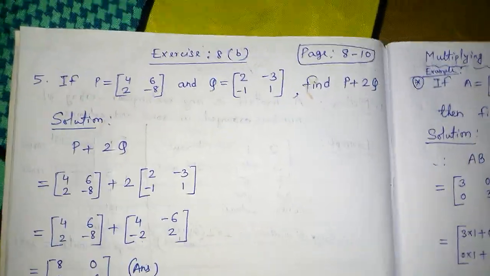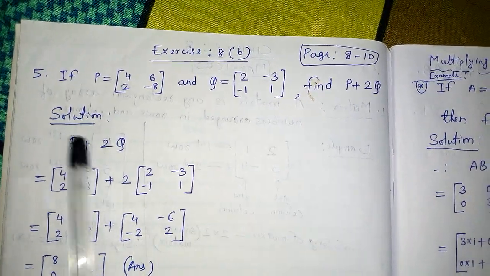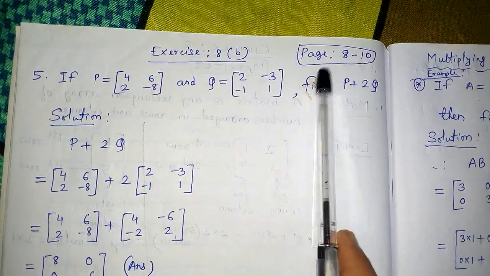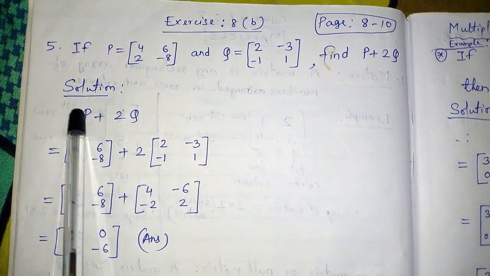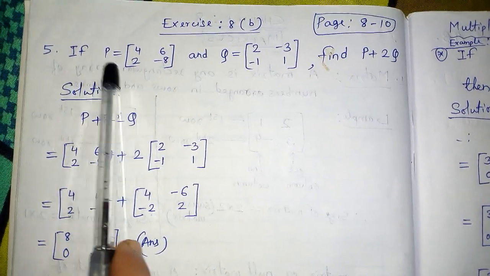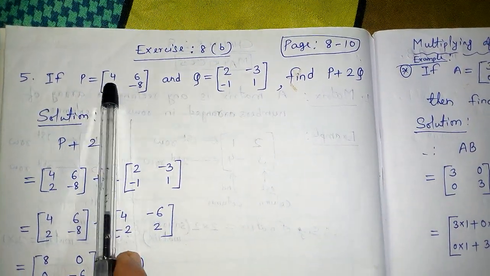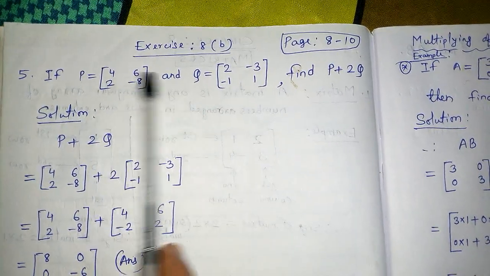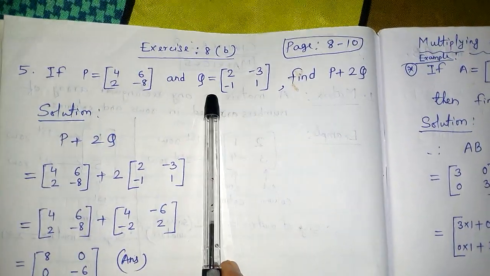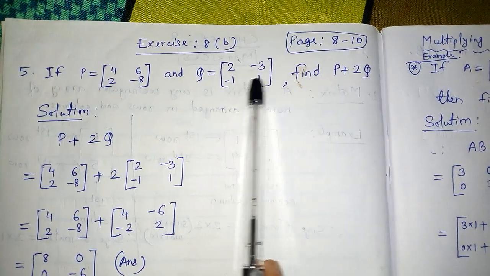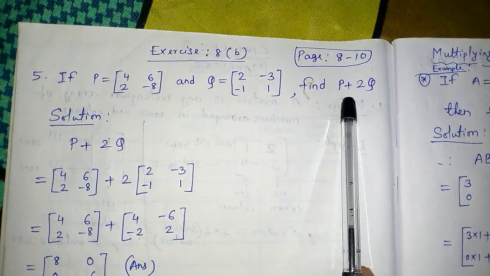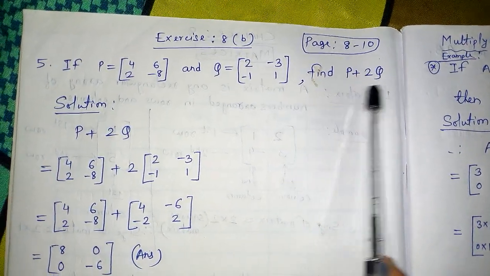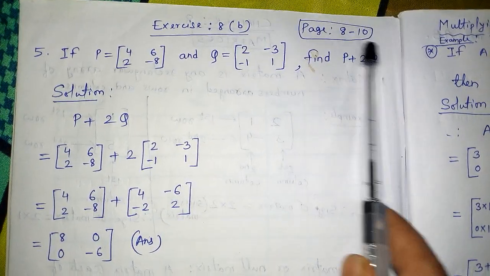Now, based on addition and subtraction, I want to discuss a question today. Exercise 8b, page number 810. Let me discuss this question, very important, children. Here the question is: if the value of p is 4, 6, 2 and minus 8, this is 2 into 2 size, 2 rows, 2 columns, and q is 2, minus 3, minus 1, 1, so this is also 2 into 2 size. Now find the value of p plus 2q.